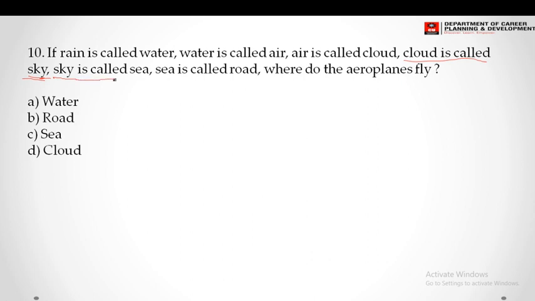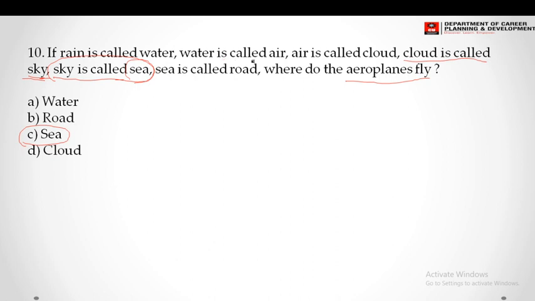Next, sky is called sea. So if something is known as sky, you can say that thing is sea. You don't have to say that it is sky. So the code of sky is sea. Because we know that aeroplanes fly in the sky, and sky is called sea. So option C. So you just have to pick out the option. For example, the aeroplane is flying in the sky, so just look for sky. You have to ignore the meaning part. You don't have to remember rain, water, and air.